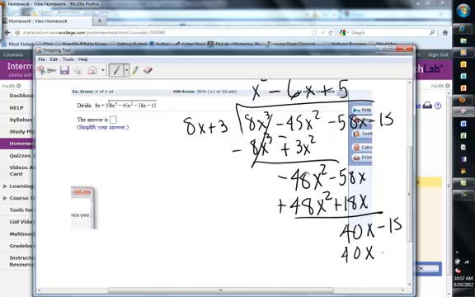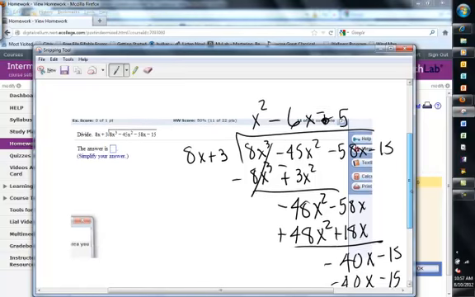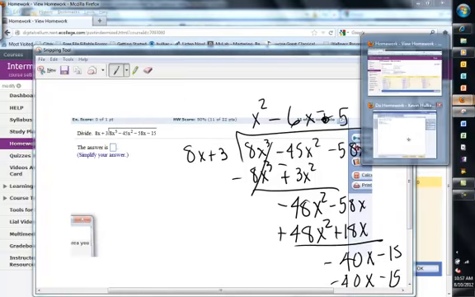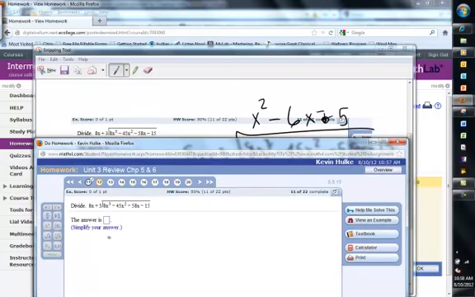Uh-oh. Oh, this is minus 40. So this should be minus 5. Yeah, I knew I was wrong because I had to get a negative 15. Otherwise, I would get a remainder. And these problems don't ever have remainders. So our answer is x squared plus 6x minus 5. You can have them with remainders. It's just in intermediate algebra, we like to keep them simple without remainders.